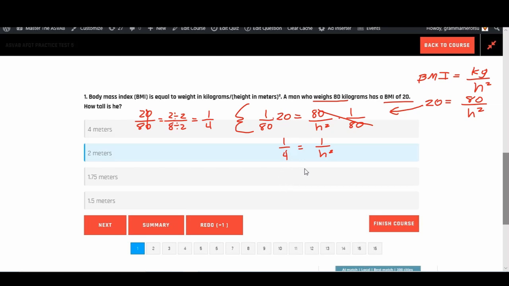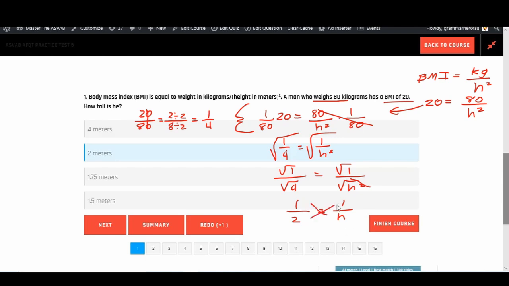Now we have to get rid of this square, and to do that, I'm actually going to take the square root of both sides. And as it happens, you can break this up into two ways. I prefer to do it this way. Square root of 1 over the square root of 4 equals the square root of 1 over the square root of h squared. Square root of 1 is just 1, so we know this is just 1. Square root of 4 is just 2. The square root of 1, as I just said, is just 1. And the square root of h squared, this just crosses out the squared there, so this just becomes h.